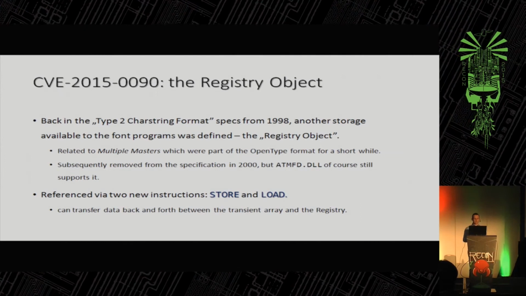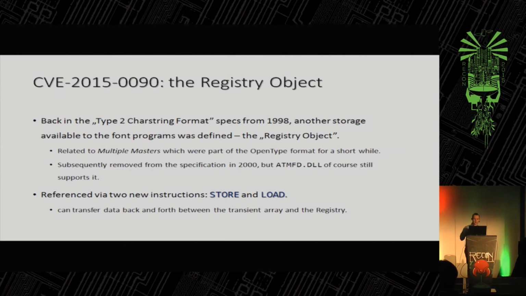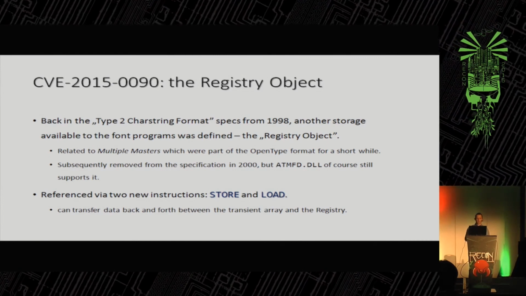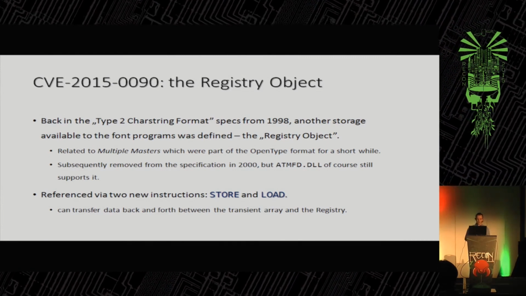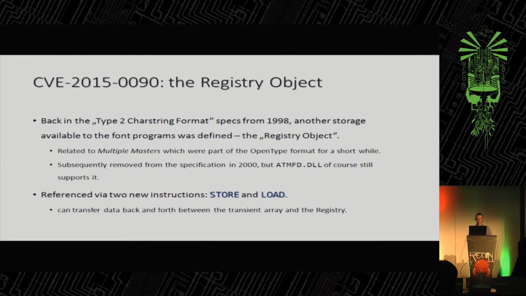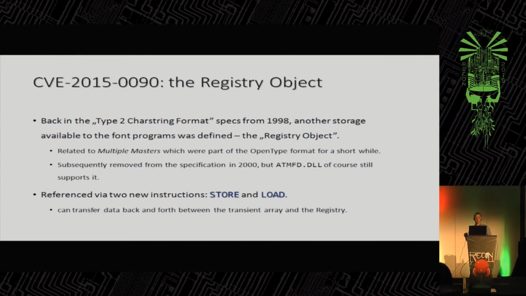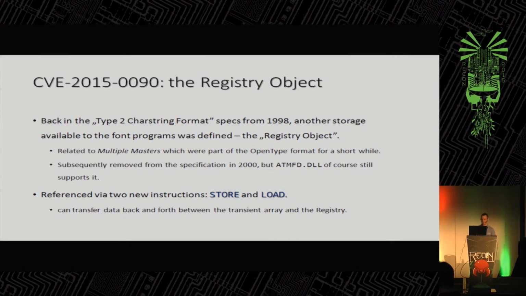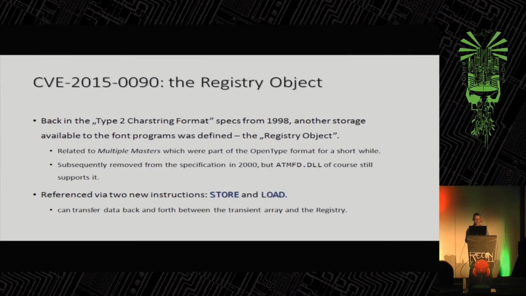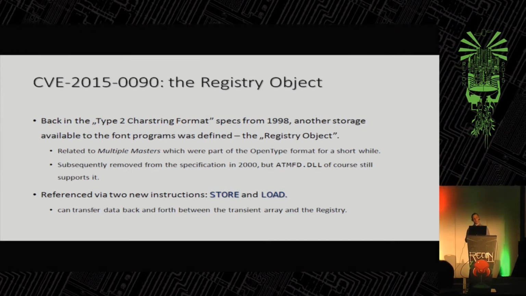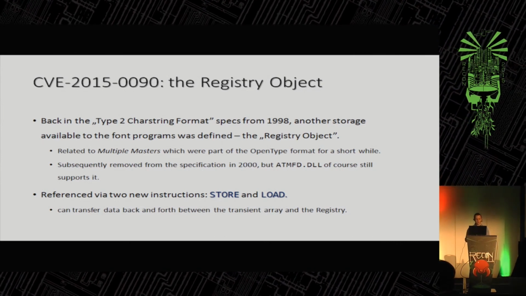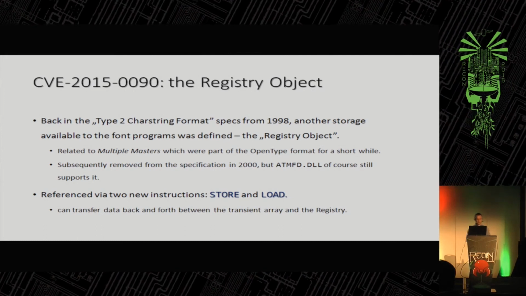So in order to understand the vulnerability, we also have to look back at a very old specification from 1998, where the registry object was defined. A registry object is also related to multiple masters, which, by the way, were being tried to be introduced to the OpenType format for a while, but since it failed, they dropped the idea. It was subsequently removed from the specification in 2000 with all of the other multiple master related things, but of course ATMFD still supports it.